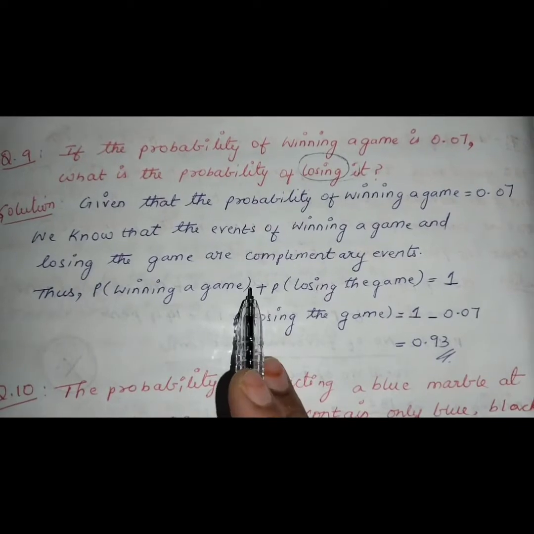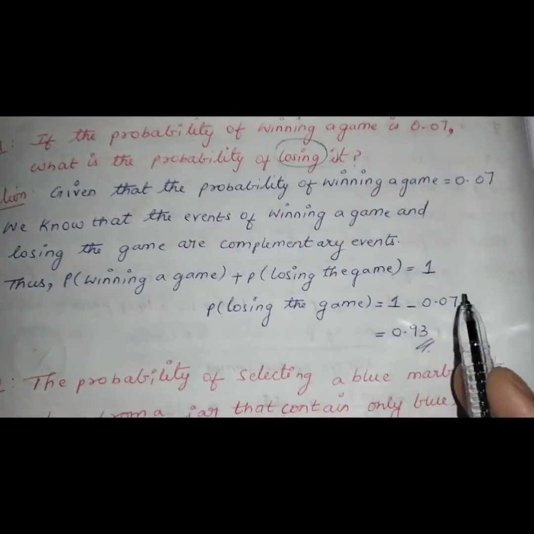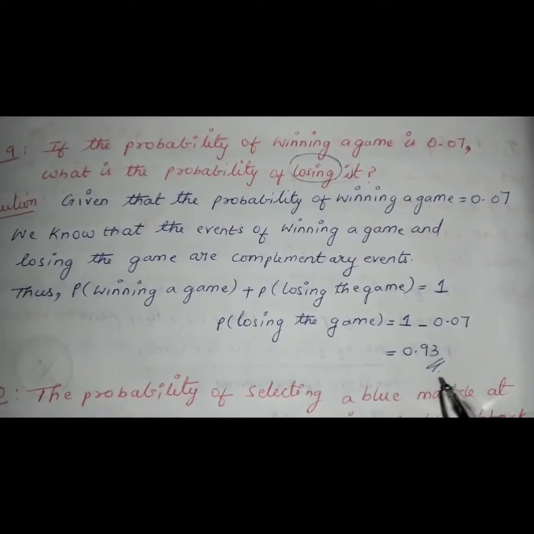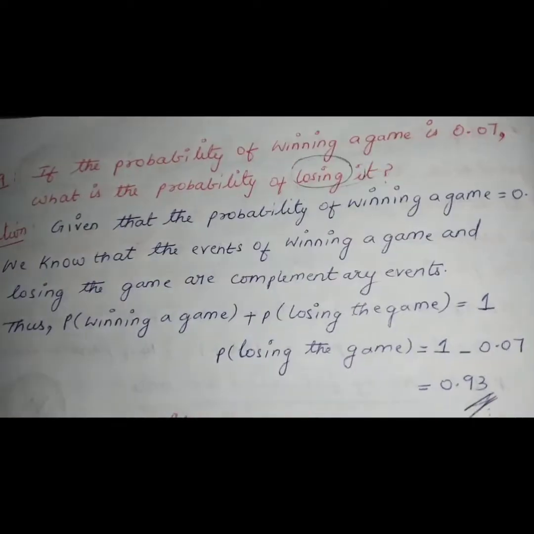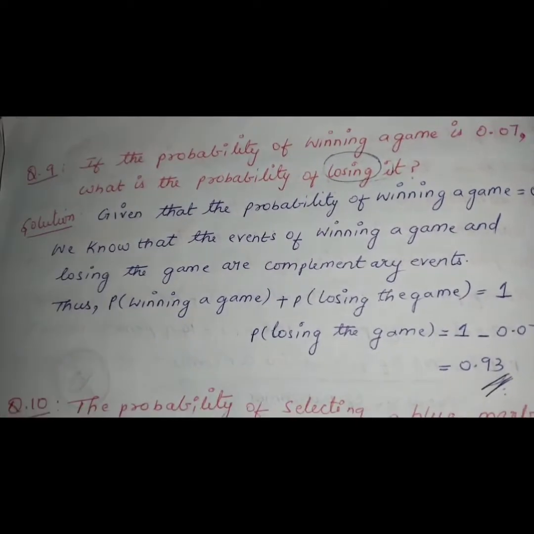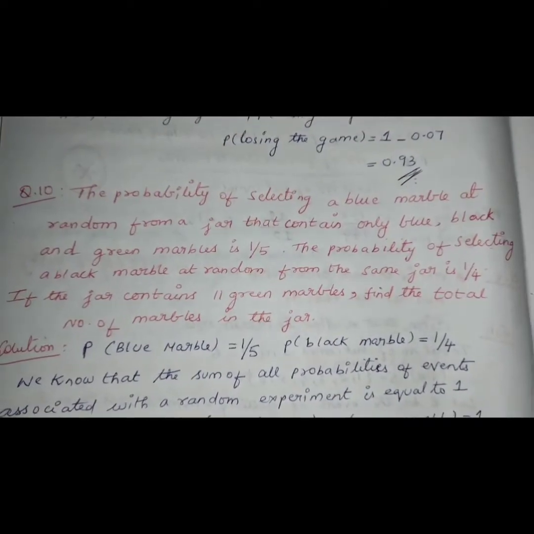We only need to find the losing the game. So P of winning game plus P of losing game equals 1. P of losing game equals 1 minus P of winning game, the value 0.07, so 0.93. This is also a very important question. So in this chapter, the questions are all from previous year board examination question papers. So next question is question number 10.